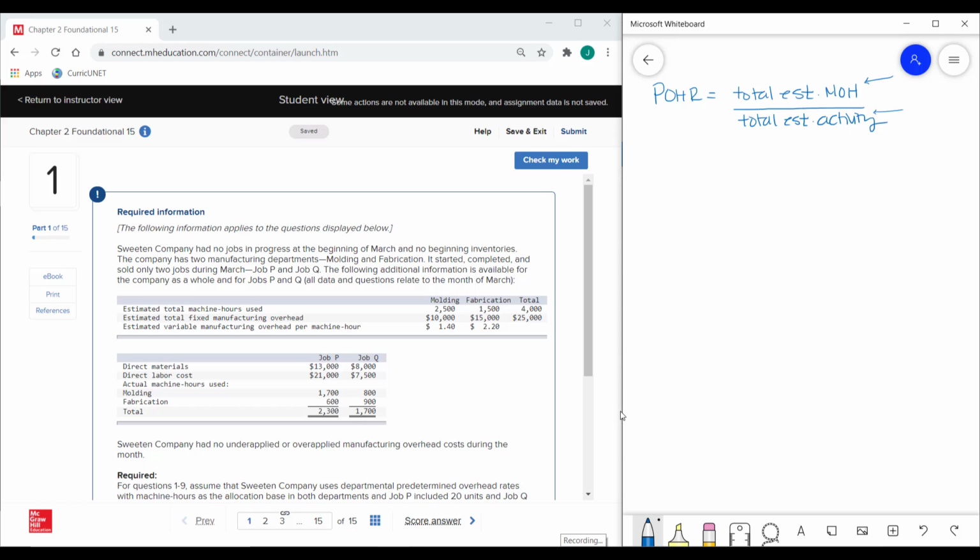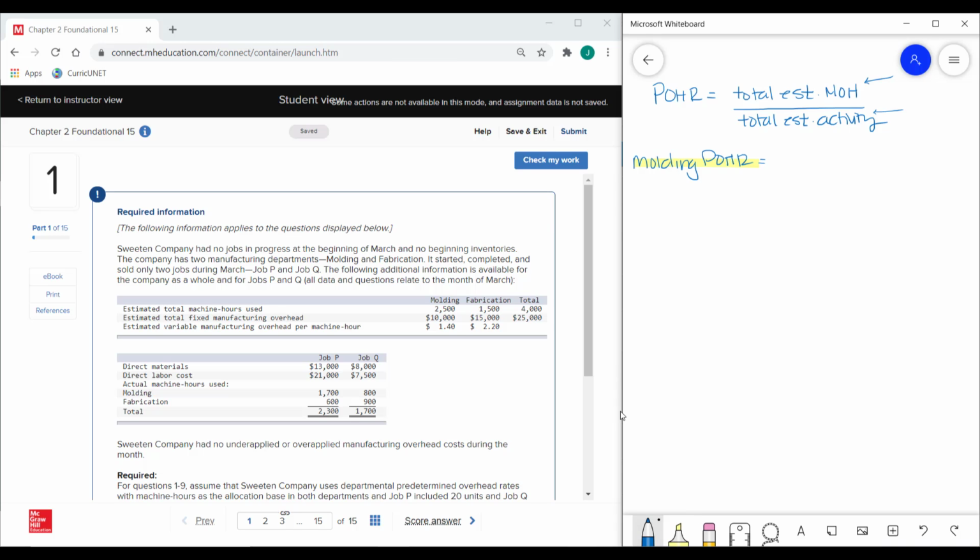So let's first find the molding department's predetermined overhead rate. But in order to do so, we're going to first need to estimate the total manufacturing overhead that the company estimates will be incurred within that department in March.